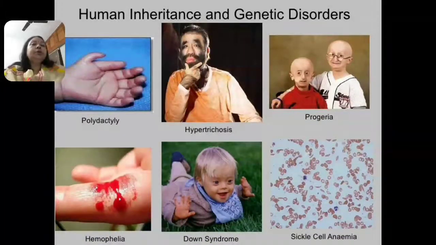In this picture, you are looking at some human inheritance and genetic disorders. One picture shows polydactyly. Polydactyly means there are six fingers on our hand. It is due to some disorder present in chromosome number 17 sometimes.